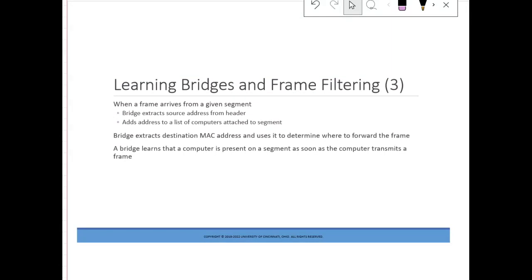When a frame arrives from a given segment, the bridge extracts the source address from the frame's header and adds the address to a list of computers attached to the segment. The bridge must then extract the destination MAC address from the frame and use the frame address to determine whether to forward the frame. A bridge learns that a computer is present on a segment as soon as the computer transmits a frame.